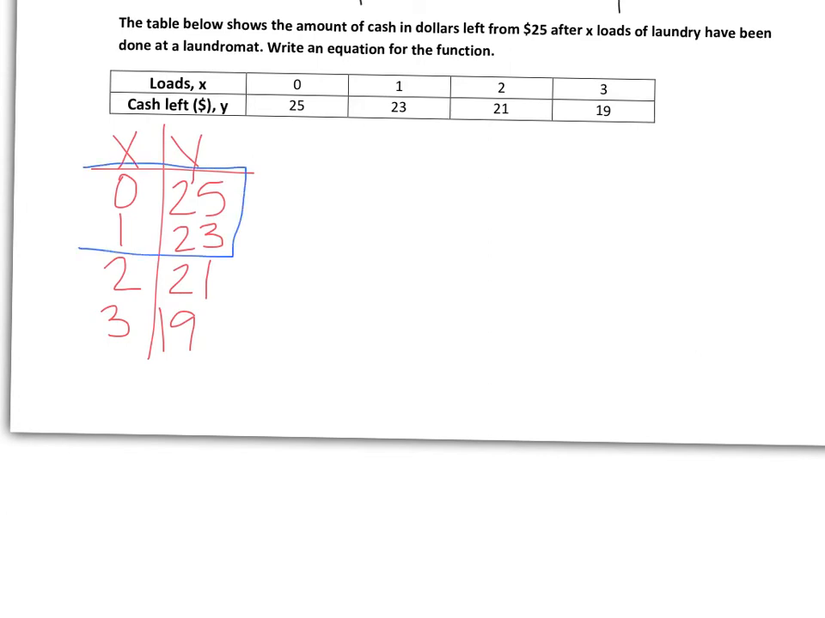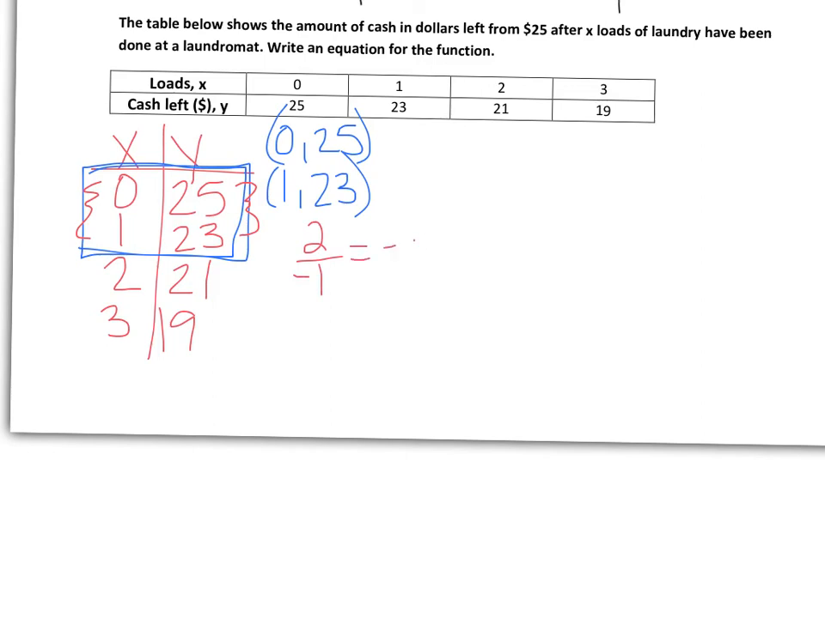So if we look at these first 2 points, this is really like (0, 25) and (1, 23). So if I want to find the slope, I would look at my change in y. 25 minus 23 gives me 2 over my change in x. 0 minus 1 gives me a -1. So my slope is going to be -2.